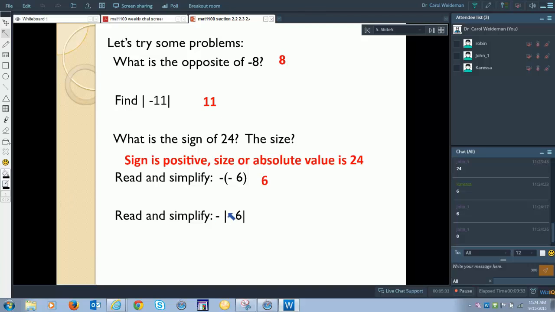The negative of the absolute value. So first of all, work here, because absolute value is like parentheses. So what's the absolute value of negative 6? It is 6, and then Cress is right. Then you apply the negative on the outside. Yep, so that simplifies to negative 6. Good.